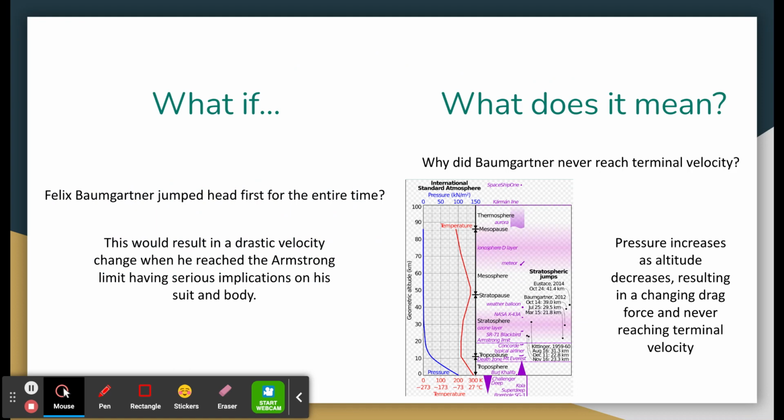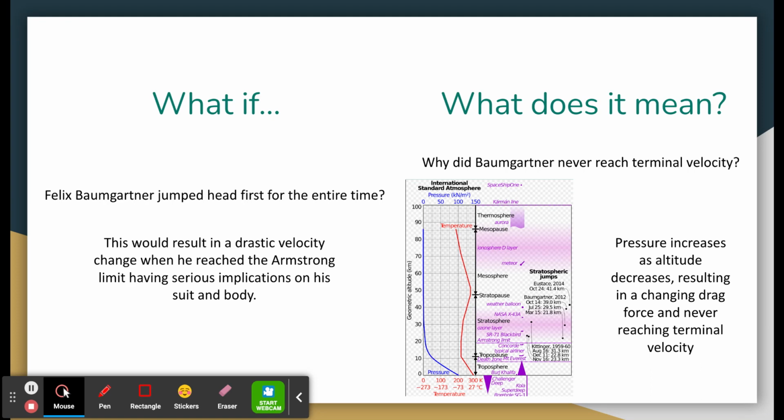Finally, we have our what if and what does it mean questions. So, what happened if he jumped head first? Well, if he jumped head first, the velocity would be a lot greater, and that means when he reaches the Armstrong limit, his change in velocity would be very high, meaning that he could experience a very high impulse, and that could have a lot of implications on his suit and body.